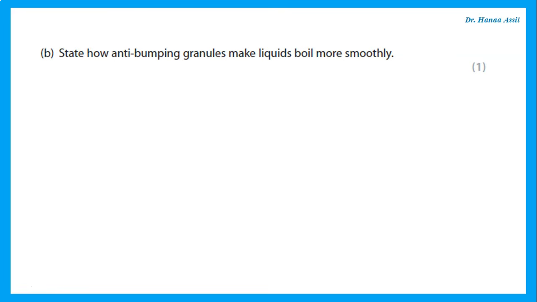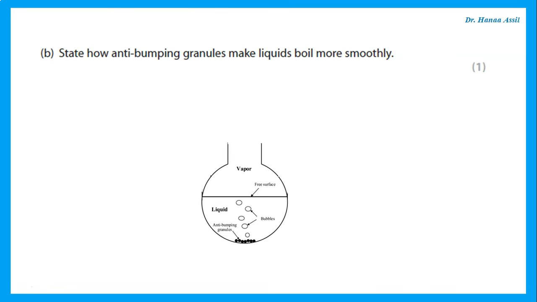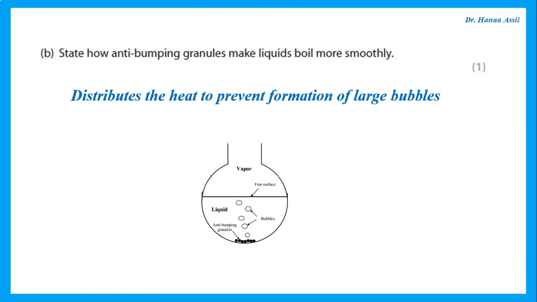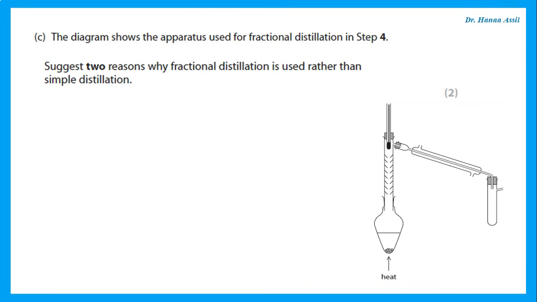State how anti-bumping granules make liquids boil more smoothly. Whenever we're heating a liquid, we should have what we call anti-bumping granules. These are actually just small balls made of glass. We call them anti-bumping granules because they distribute the heat, so they prevent formation of large bubbles, so that when the liquid starts to boil, it doesn't suddenly burst out of the container.